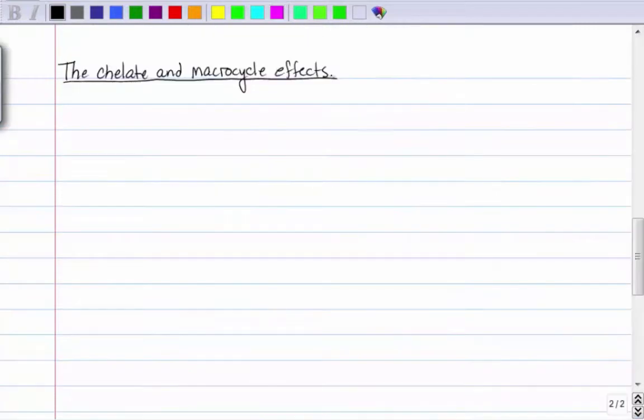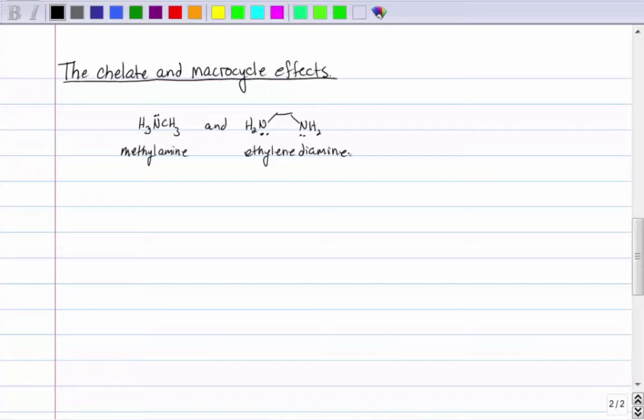I'm going to compare 2 similar ligands, methylamine and ethylene diamine. Both of these ligands are going to donate to metal ions through their nitrogen. They're both alkylamines, which means they're just a nitrogen attached to an alkyl group. Oops, I wrote my NH, this should be NH2, of course, not NH3. Okay, so this I'm going to call monodentate.